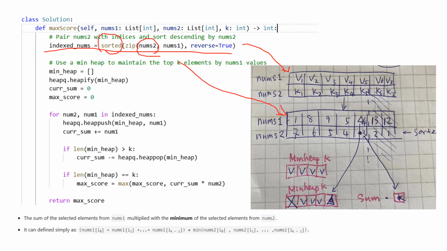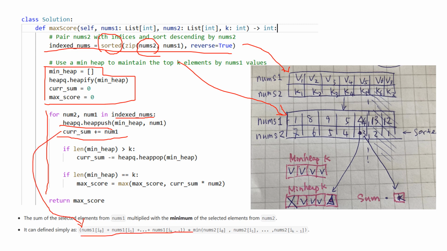Then we create a heap. The heap will be used to save the maximum k values from nums1. And then we start to go through the indexed nums, and we put all the numbers into this heap first, and we accumulate the numbers. This operation corresponds to this, because here is a summation, and we calculate the summation as we progress. And when the length of the heap is bigger than k, that means inside the heap we already have k plus 1 elements. We have to remove the head, so this corresponds to this one.